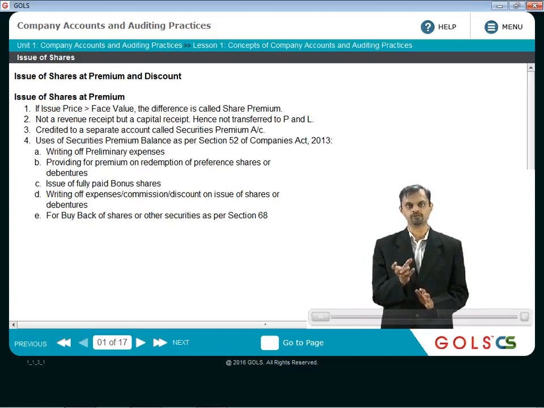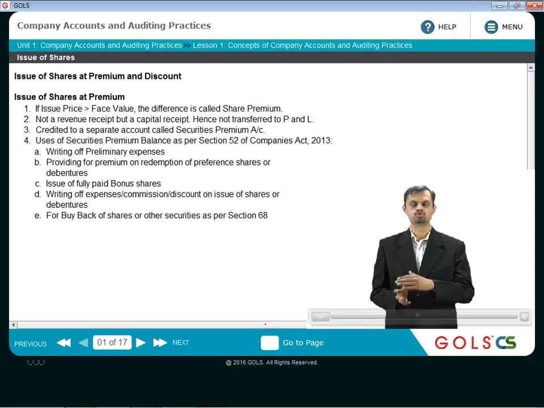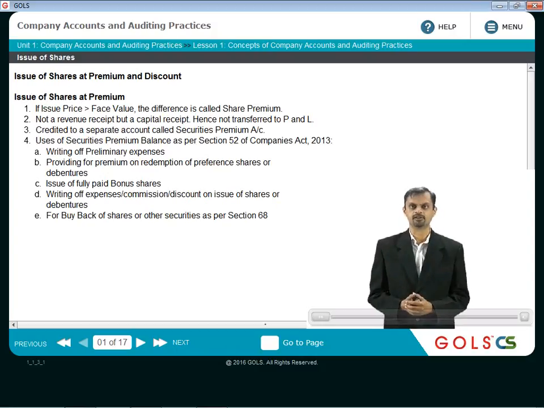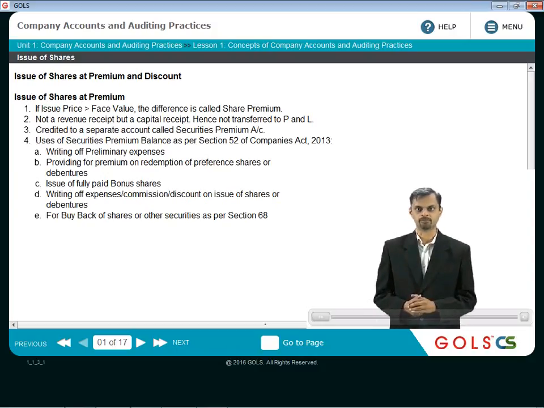Now why we need to differentiate this 2 rupees premium from the face value is that this extra 2 rupees can be utilized only for certain selected purposes, and this 2 rupees is never part of share capital. The share capital is always the face value. So if the issue price is greater than the face value, the difference is called share premium.